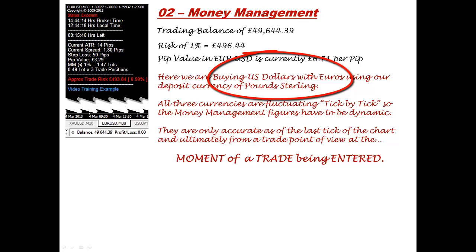Here we are buying US dollars with euros using our deposit currency of pounds sterling. All three currencies are fluctuating tick by tick, so the money management figures have to be dynamic. They are only accurate as of the last tick of the chart, and ultimately, from a trade point of view, at the moment of a trade being entered.